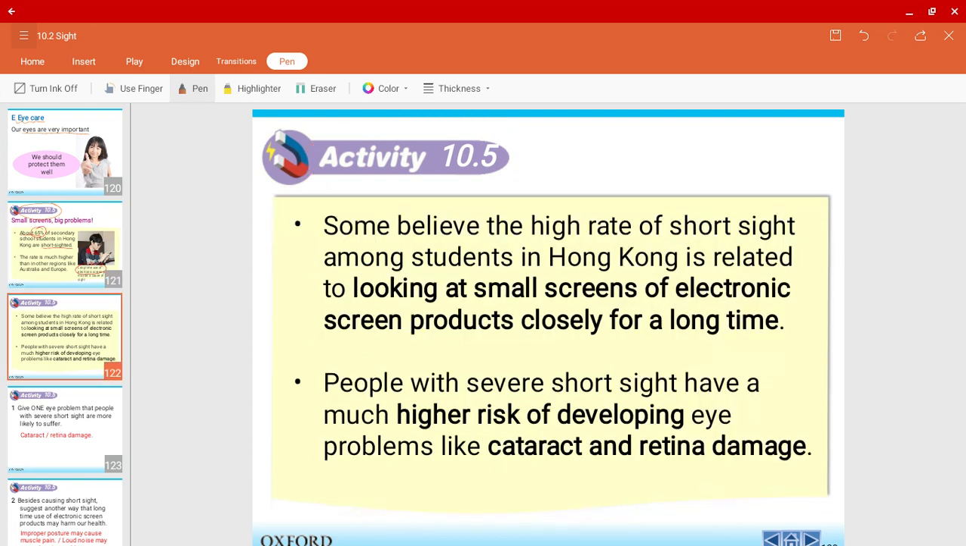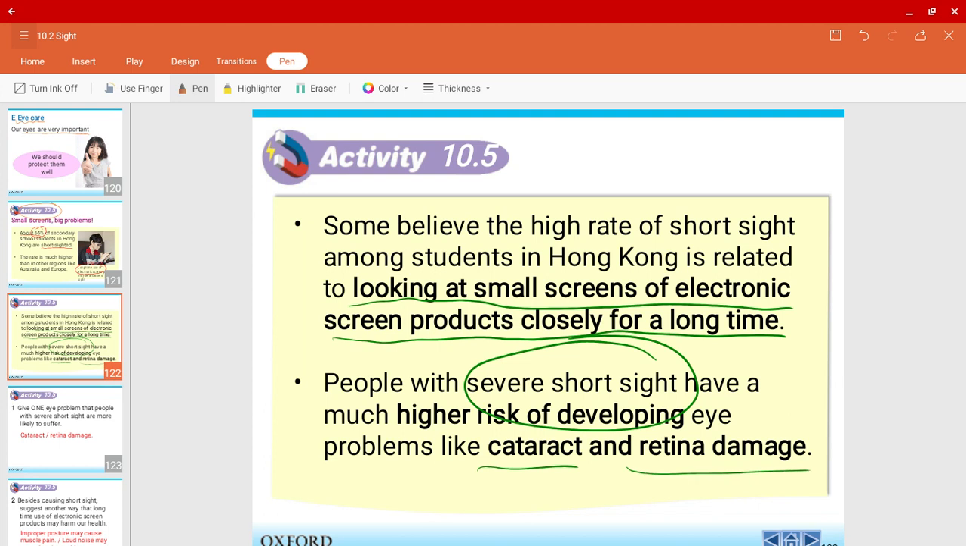Some believe that the high rate of short-sightedness among students in Hong Kong is related to looking at small screens of electronic screen products closely for a very long period of time. So especially for those of you that love to play games on your phone, for example PUBG, Fortnite, Critical Ops and whatnot, make sure that you stop doing so for long periods of time, because people with severe short-sightedness develop a much higher risk of eye problems such as cataract and retina damage.